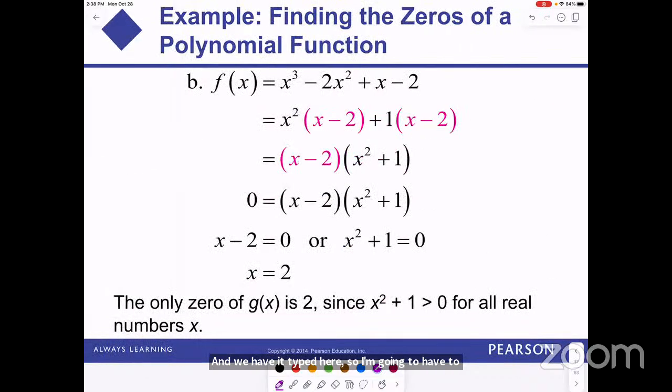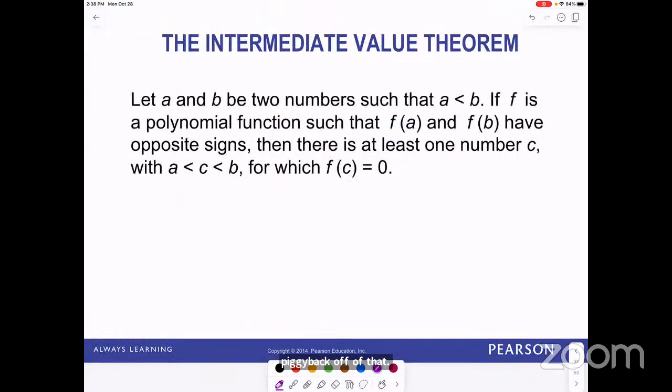So the intermediate value theorem: let a and b be two numbers such that a is strictly less than b. If f is a polynomial function such that f of a and f of b have opposite signs, then there's at least one number c between a and b for which f of c equals 0. So this is a play on the properties of polynomial functions, that the domain of a polynomial is all reals, that polynomial graphs are continuous with smooth, unbroken curves.